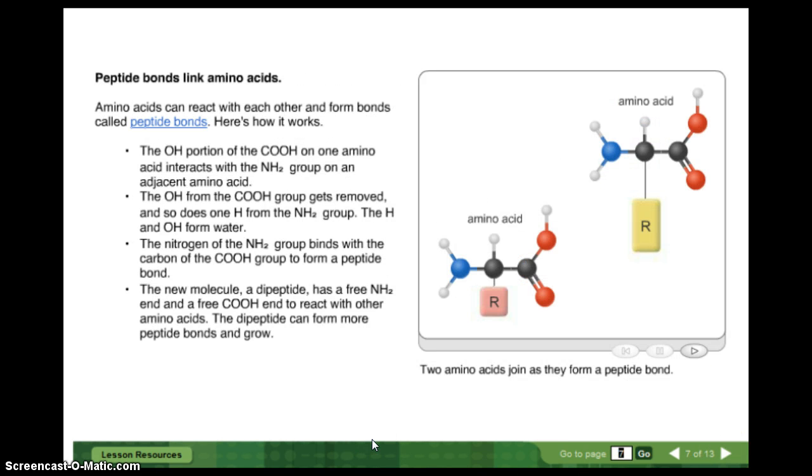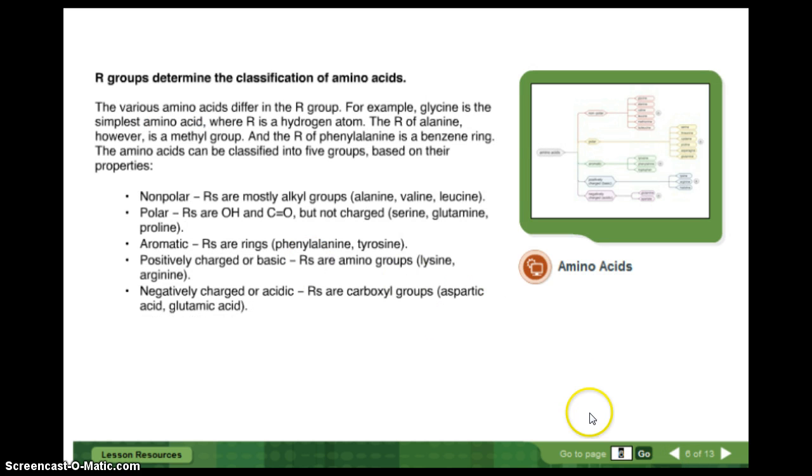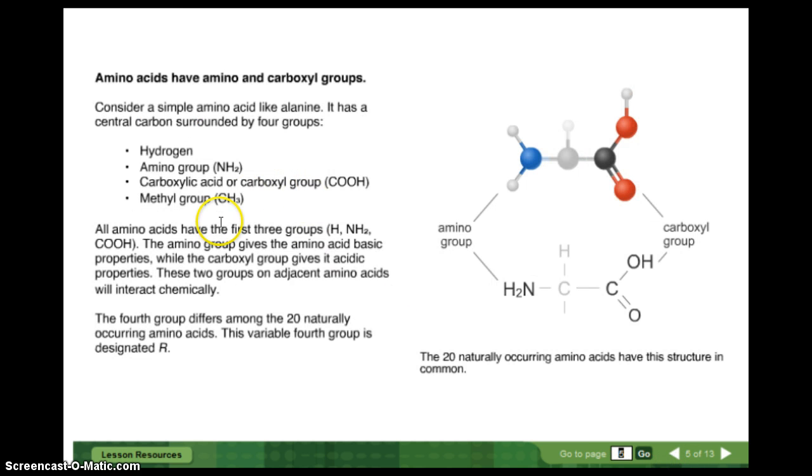Peptide bonds link amino acids. Okay, so remember how I was talking about how you have the blue and the red end, or more specifically, as it mentioned here, it has the amino group, which is the nitrogen, and the amino group is the basic part or alkaline, and then it has the carboxyl group, or the red end, and that part is the acidic part.